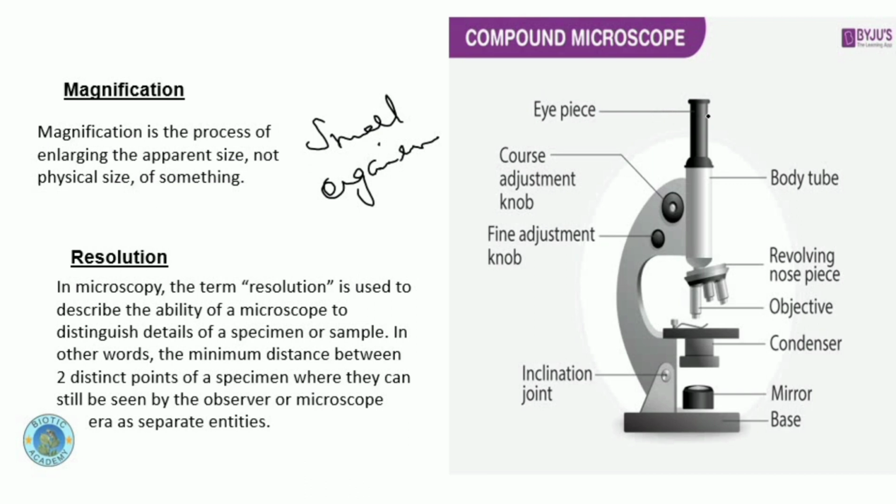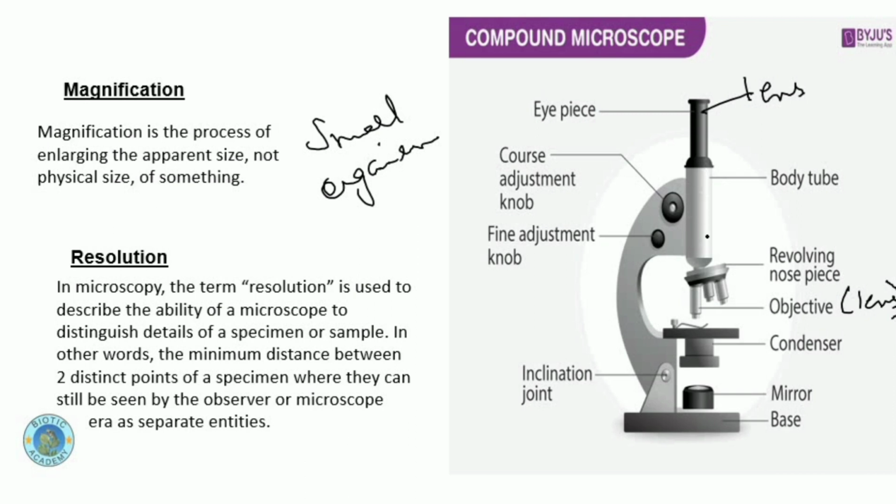The eyepiece. The eyepiece is the place which has a lens. Another lens is placed over here, the objective lens. These two lenses together bring about a magnified image of small structures, or you can say it enlarges the apparent size of the organism. Apparent size of the organism means that it will magnify the image of the organism, not the organism itself.